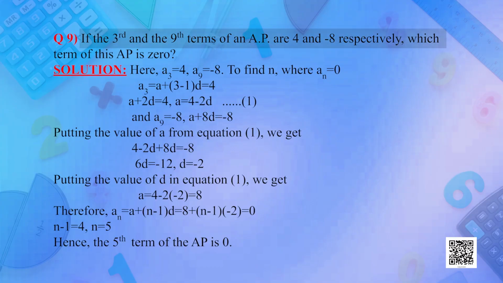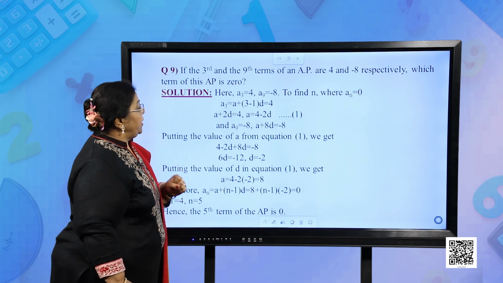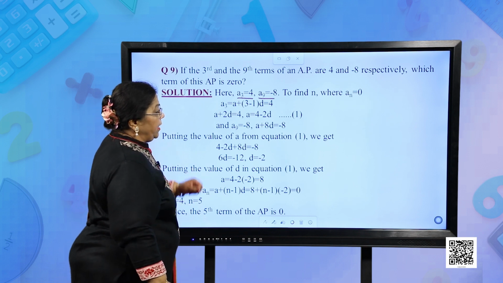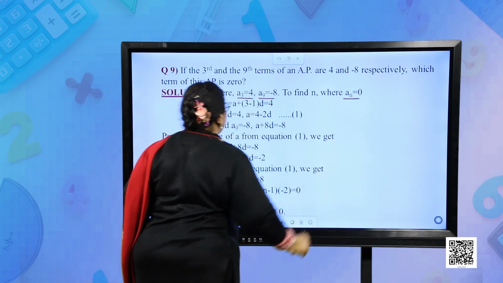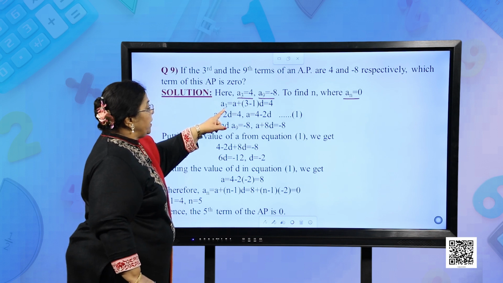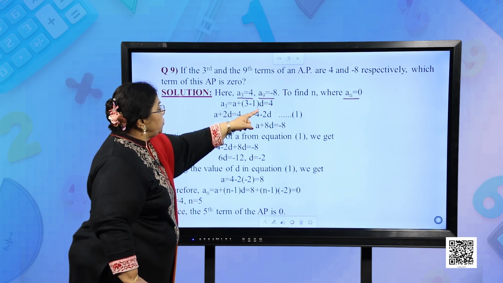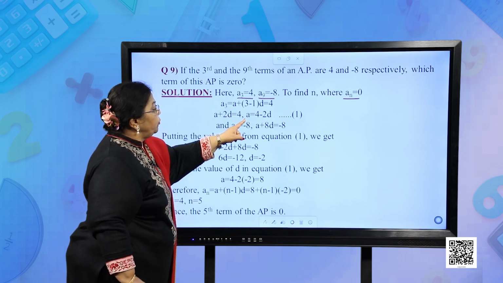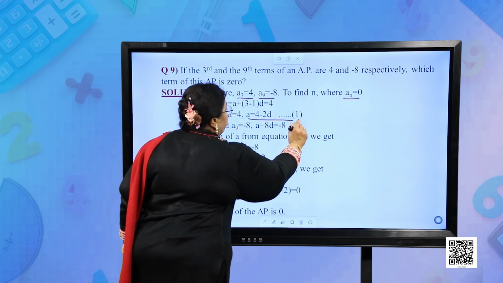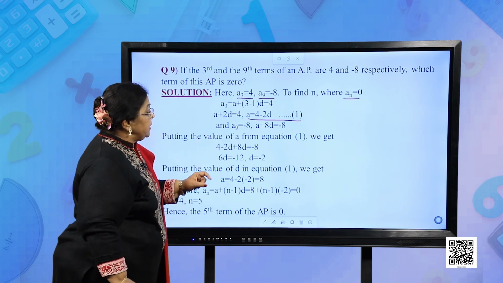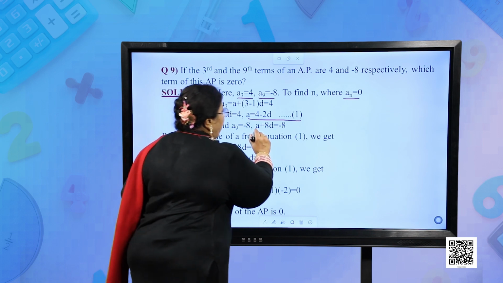If the third and the ninth terms of an AP are 4 and minus 8 respectively, which term of this AP is 0? Very nice question. A3 is 4 and A9 is minus 8. To find n, we will take An is equal to 0. So, A3, as we know, we can write it as A plus 3 minus 1 into D, that is equal to 4, or A plus 2D is equal to 4, means A is equal to 4 minus 2D. Okay, let us take it as equation number 1. A9 is equal to minus 8 means A plus 8D is equal to minus 8.